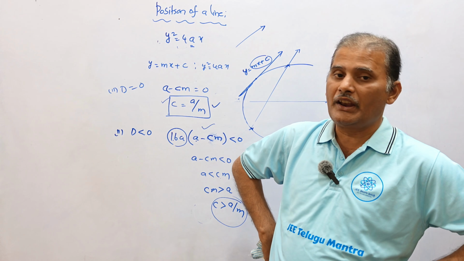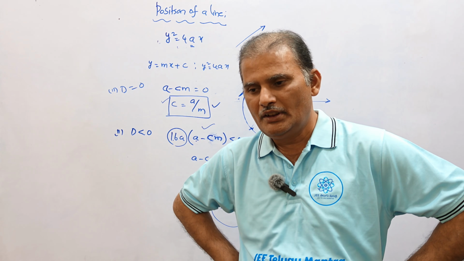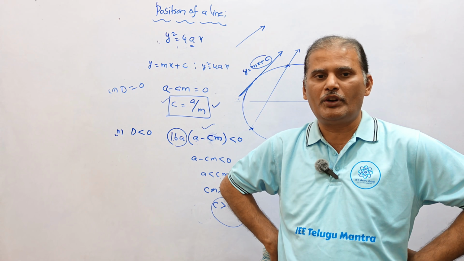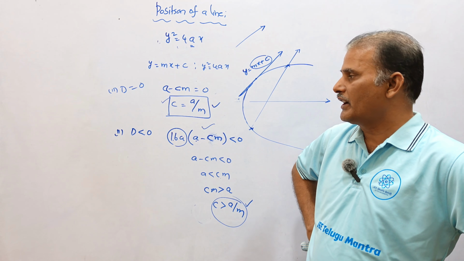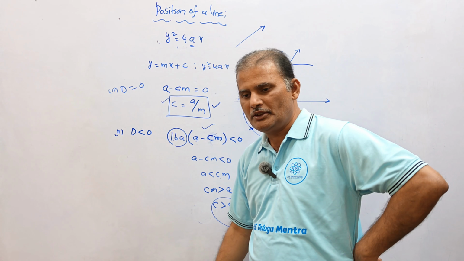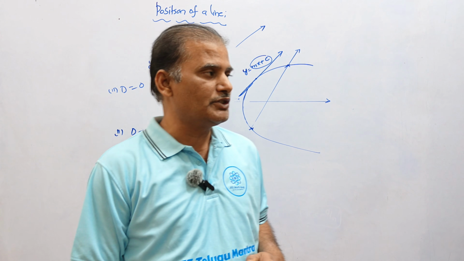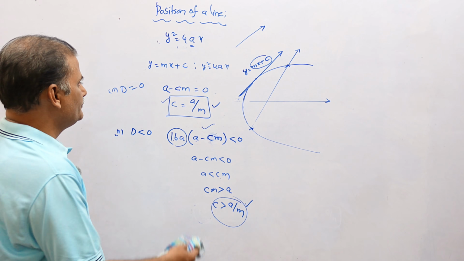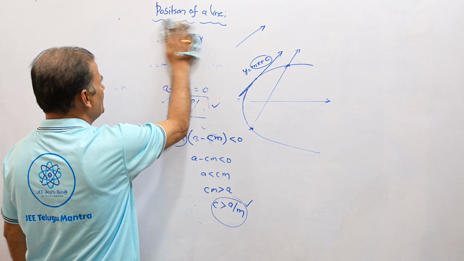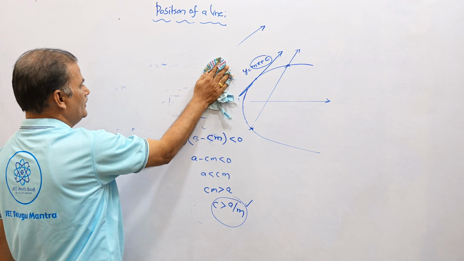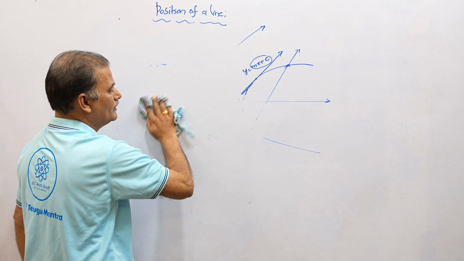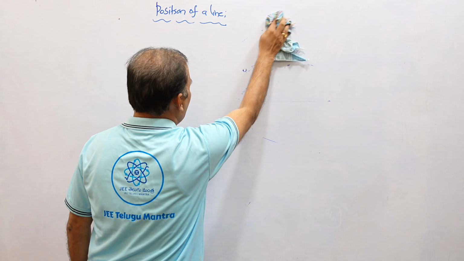Now the position of a line y is equal to mx plus c: it touches the parabola at only one point, it should be a tangent. The condition is c is equal to a by m, then the equation of the line is y is equal to mx plus a by m. Now these three conditions are the position of a line y is equal to mx plus c.